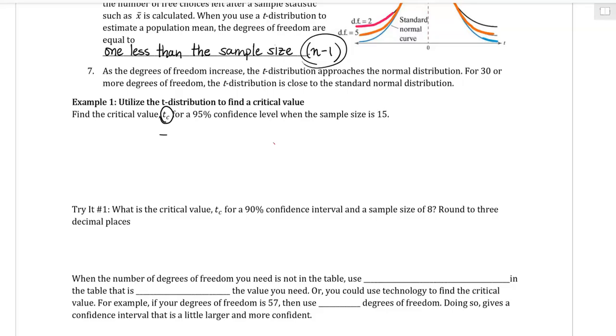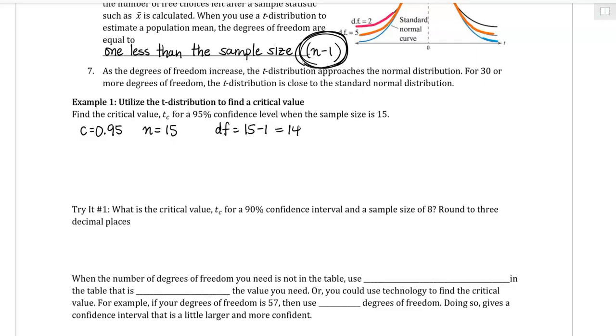Okay, so let's practice finding a critical value. We have a 95% confidence level and the sample size is equal to 15. So I know that C is equal to 0.95 because that is our confidence level. N, the sample size, is 15, which means that the degrees of freedom is 15 minus 1. Because remember, the degrees of freedom is n minus 1, so we have 14 degrees of freedom.